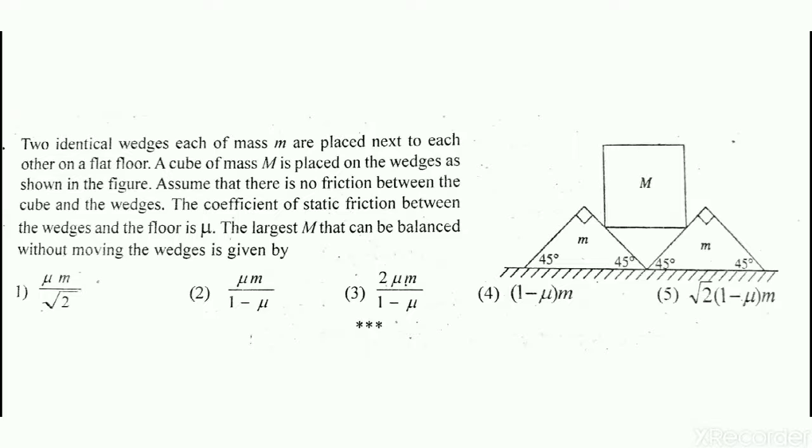In this question, there are two wedges on a flat surface with friction, and they are just momentarily placed. Then when we put cube M on those wedges, what is going to happen? When there is a force coming from above, that means the weight of the cube acting on these wedges will try to move them. So the right side wedge will tend to go right, and the left side wedge will go left.